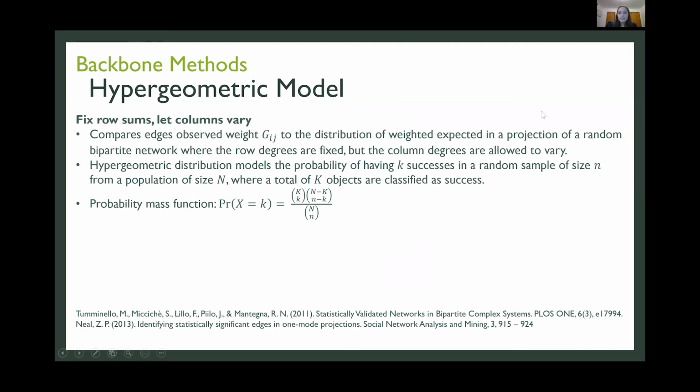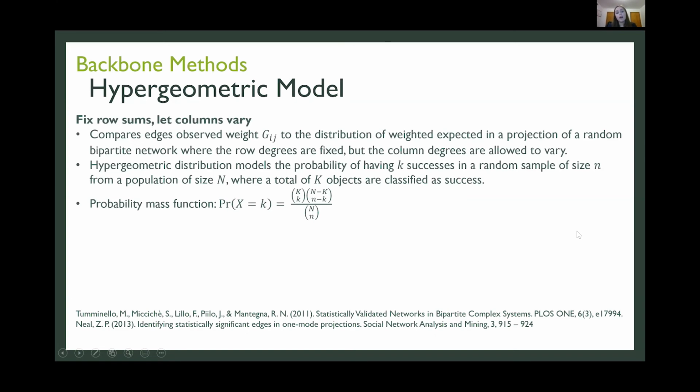So this is actually going to be modeled by the hypergeometric distribution. This models the probability of having small k successes in a random sample of size little n from a population of size big N, where the total of big K objects are classified as success. And it's given by this probability mass function.